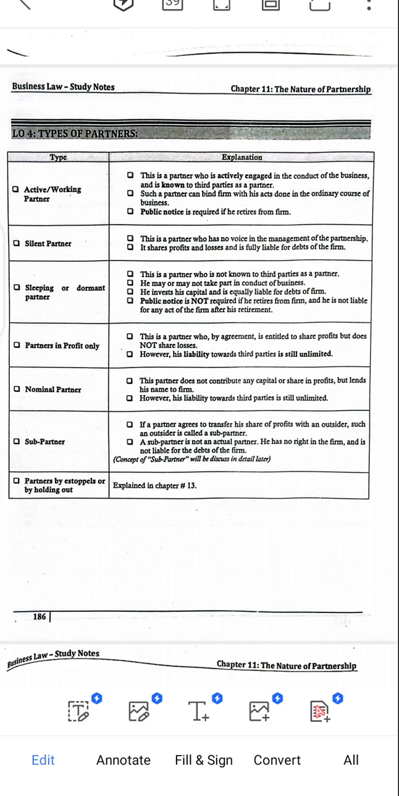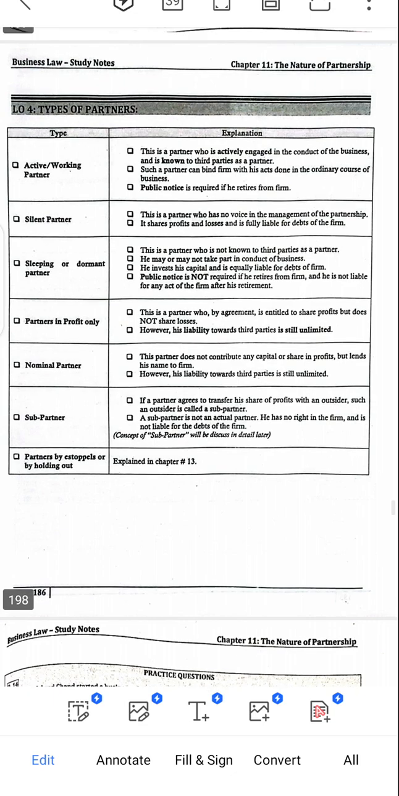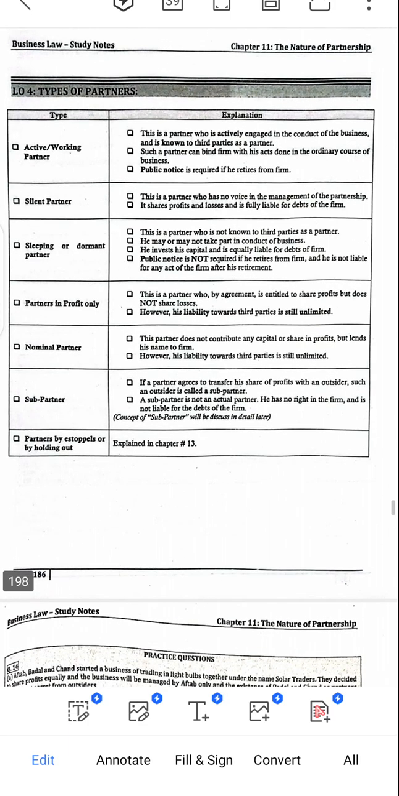Remember, we were discussing the nature of partnership. Today, we'll discover the types of partners and we will also see some other essential elements regarding the partnership in our next lecture, in our next chapter. So, there exists the active working partner, the silent partner, the sleeping or dormant partner, the partner in profit only, the nominal partner, the sub partner, and the partner by estoppel by holding out.